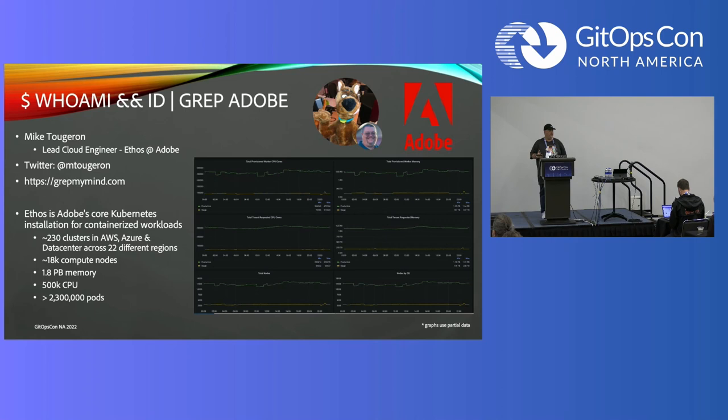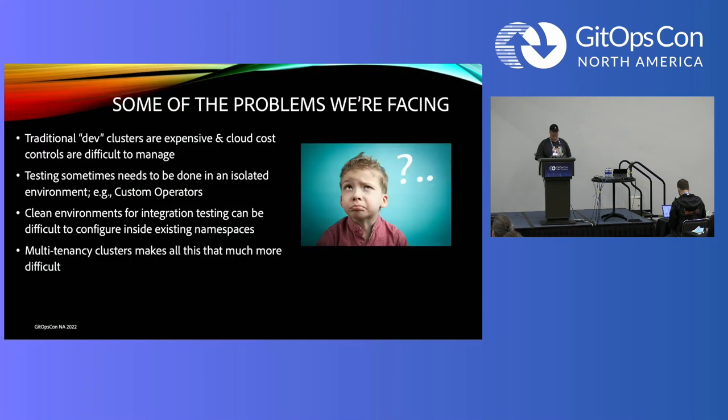We're a fairly good size installation. It's around 230 clusters, 22 different regions, AWS, Azure, private data center, 18,000 compute nodes. One of the interesting stats I came across was it was 1.8 petabytes of memory. That kind of caught me off guard. That was kind of a cool stat, but you can read the rest on there. I don't need to repeat it all.